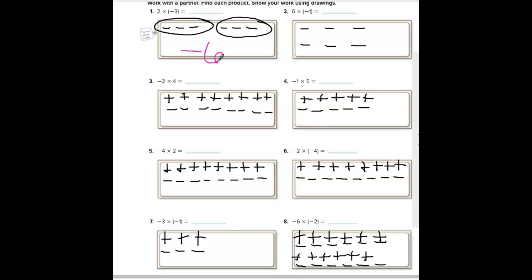Okay, over here, I need to draw 6 groups of -1. There's 1, 2, 3, 4, 5, 6. So my answer is -6.